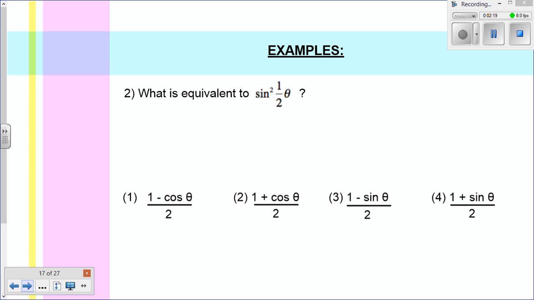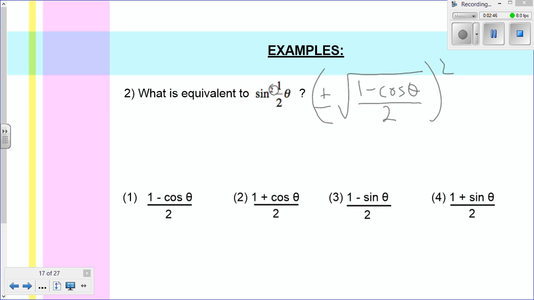What is equivalent to sine squared 1/2 a? Well, sine of 1/2 a is equal to plus or minus the square root of 1 minus cosine, this is theta, so I'm going to put theta in place, over 2. Since this is sine squared, that means we have to square the whole thing. So my square and my square root cancel each other out. I'm left with 1 minus cosine theta over 2.